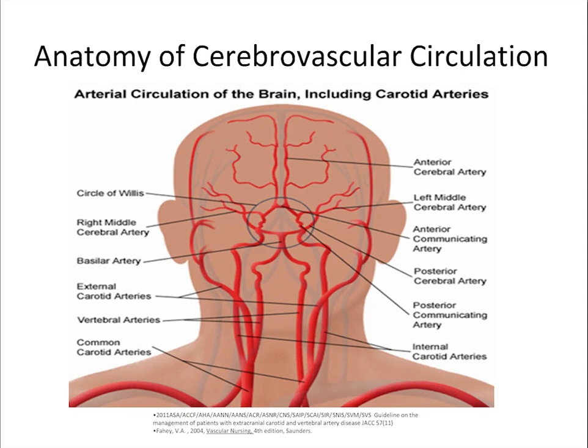Collateral pathways are common. Key collateral pathways are from the external carotid artery to the internal carotid artery, external carotid to the vertebral artery, and others. Of note, it is believed that only 50% of all people have a complete circle of Willis.